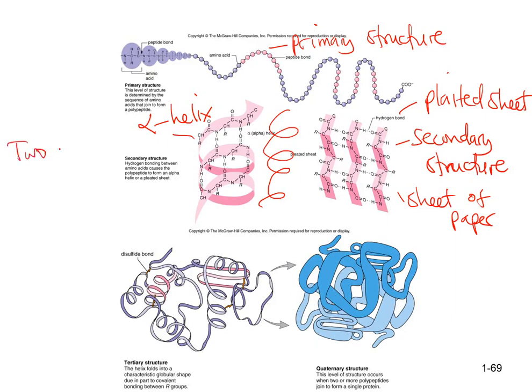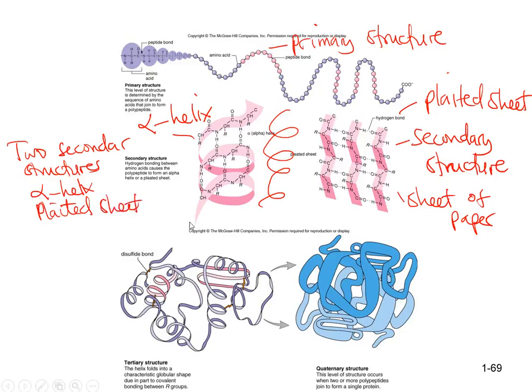Alpha helix, that's the one that coils, and plated sheet. So both of them are secondary structures. Then we have this tertiary structure, coiling within coiling. Then we have this quaternary structure. So you can be shown these diagrams, be able to identify that this is quaternary structure.